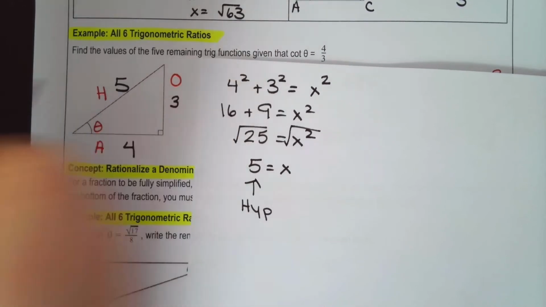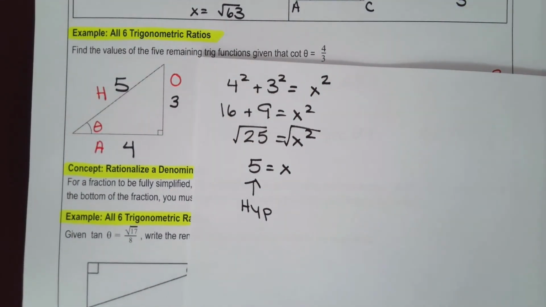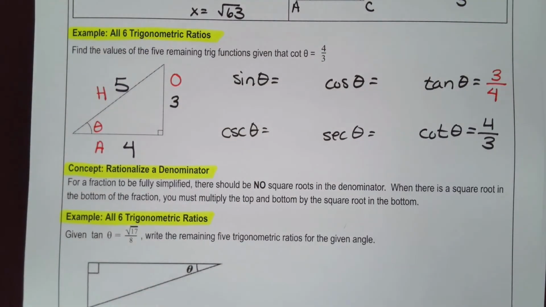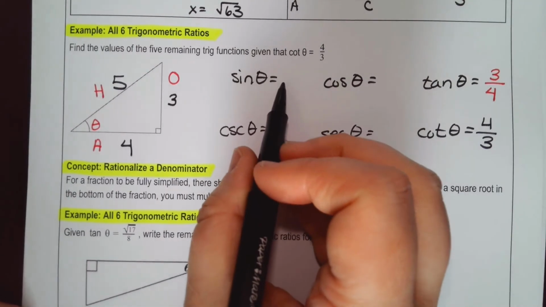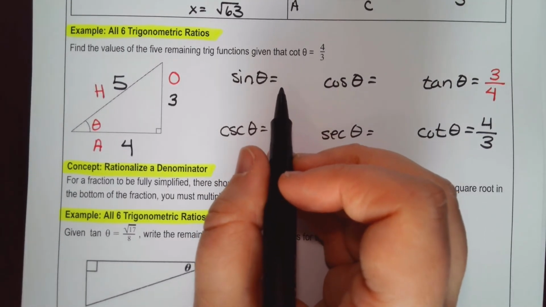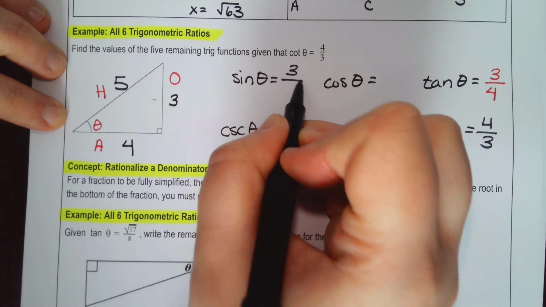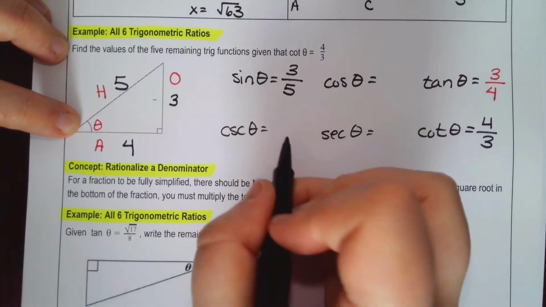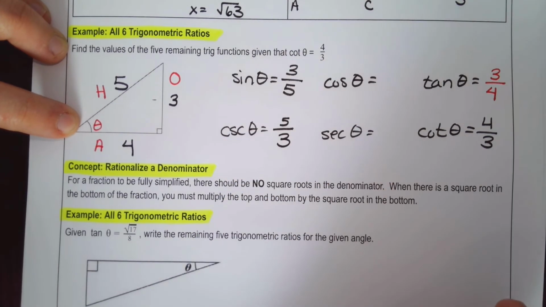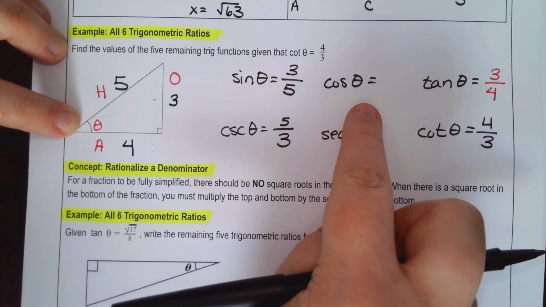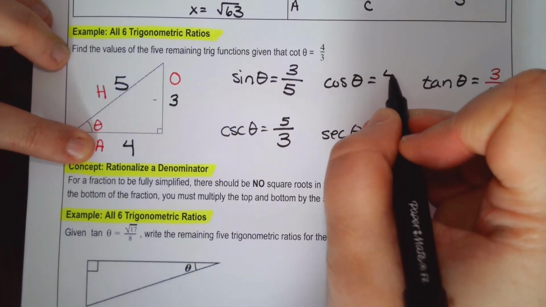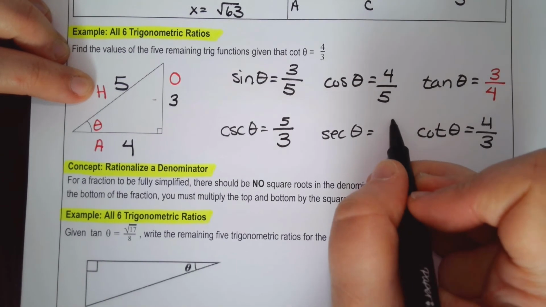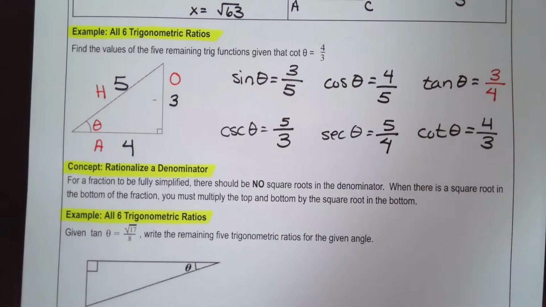So now we have our hypotenuse. It is 5. So now we can find the rest of our trig functions. So sine is opposite over hypotenuse. So our opposite is 3, and our hypotenuse is 5. And then for cosecant, flip it, 5/3. Cosine is adjacent, which is 4, over hypotenuse, which is 5. And then for secant, flip it, 5/4.